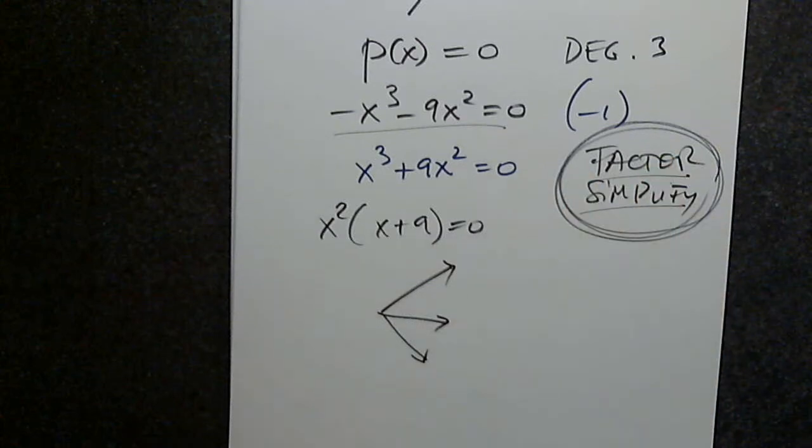It's mandatory. Degree 3, 3 solutions. They may be the same, they may be imaginary, I don't care. I have to have 3 solutions. So then what do I do?